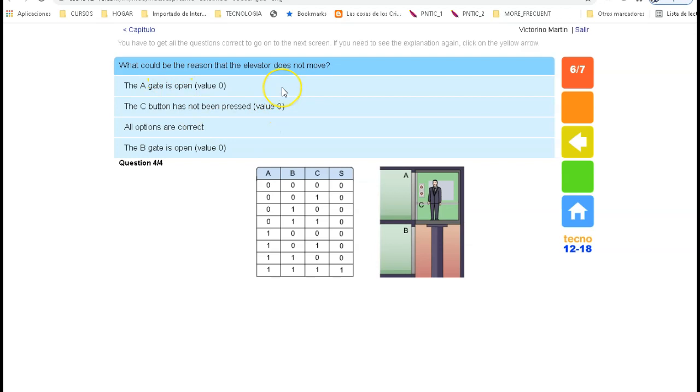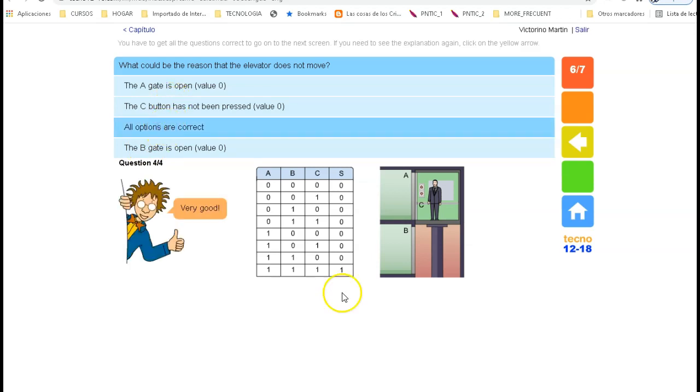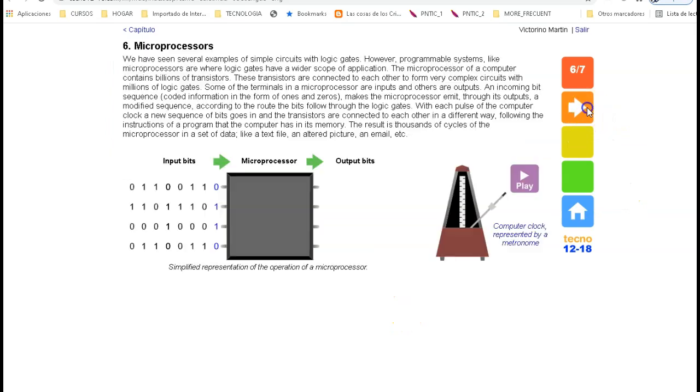And a question for you as well. What could be the reason that the elevator does not move? It's the second one. The elevator doesn't move if A is not open, B is not open, or C is not pressed. So all the options are correct. Okay, all the options are correct.